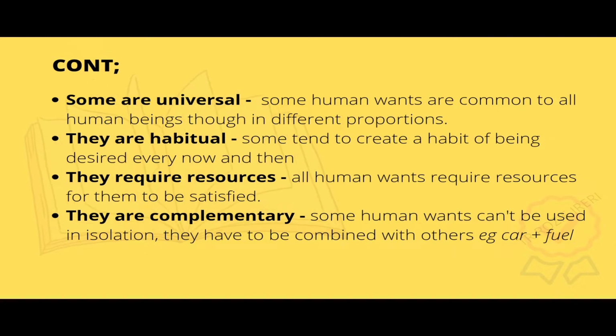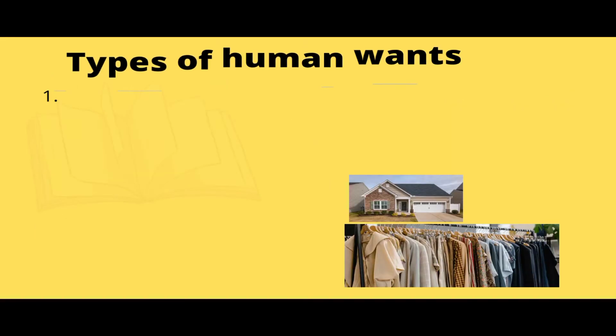Also, they are complementary. That means they cannot be used in isolation; they have to be combined with others. One want will create a need for another one. For instance, if you're using a car, you create another want, that is fuel. So car and fuel are used together. They are complementary goods. So human wants are also complementary. Desiring one means creating a need for another want.